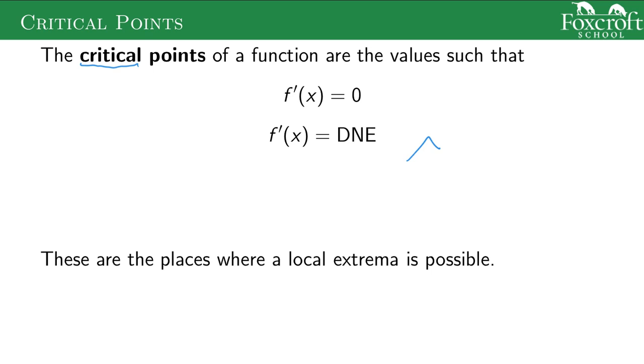And why are critical points important? Because they're the places where local extrema can happen. You either have a flat tangent at the top of a peak or the low of a valley, or you have this cusp where you have a peak as well. So these are the places that local extrema can happen.